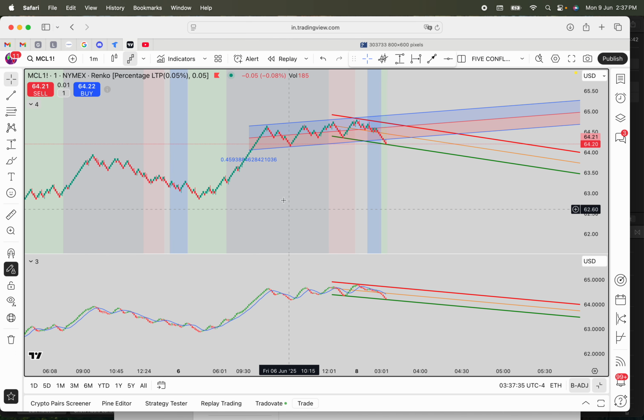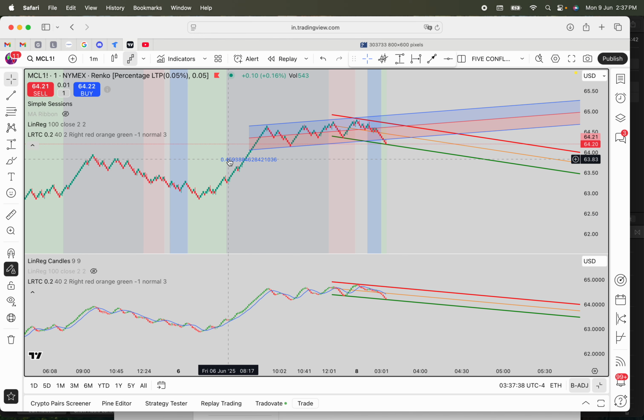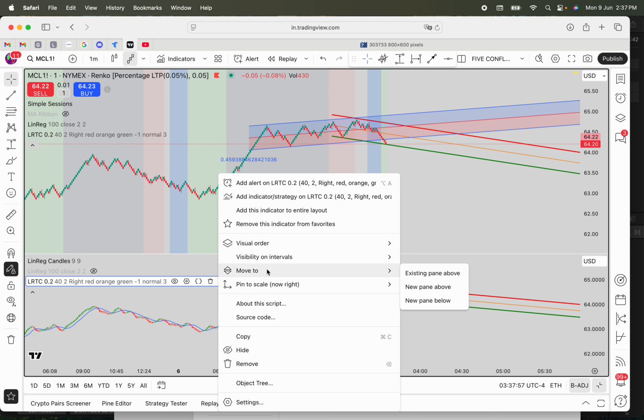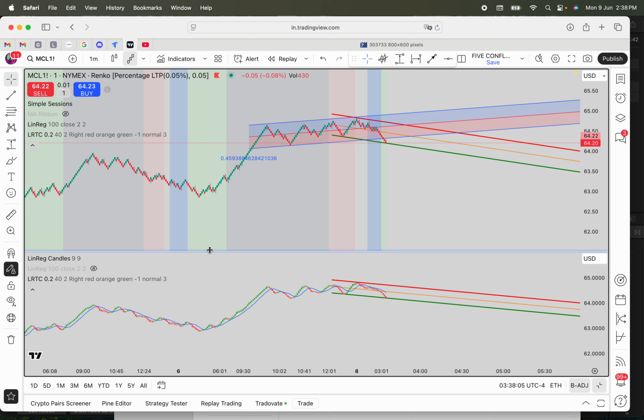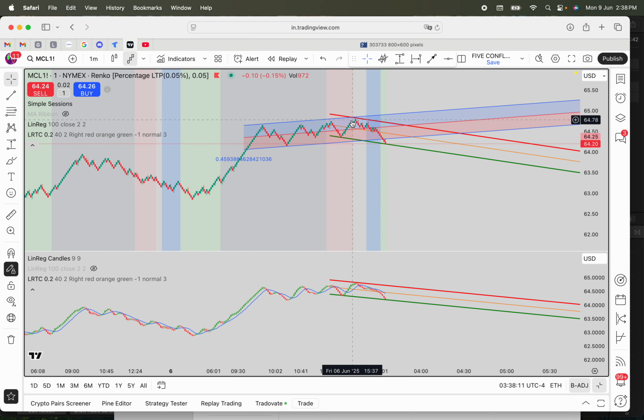Over the weekend I've just been experimenting, and what you can do with these Lin Reg candles is, if you put it onto your main chart, you can actually separate it. If this was up here, you could just go move to new pane below, and that will give you its own separate box rather than it being up here, because it might be good to have the Renko chart up here and the Lin Reg candles down here.